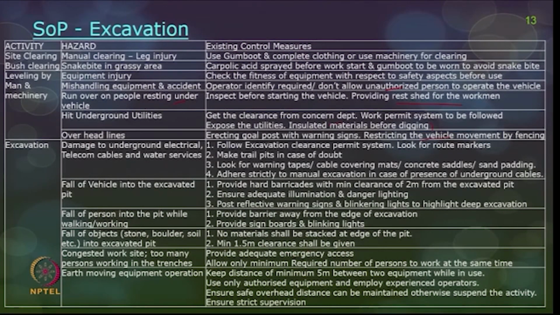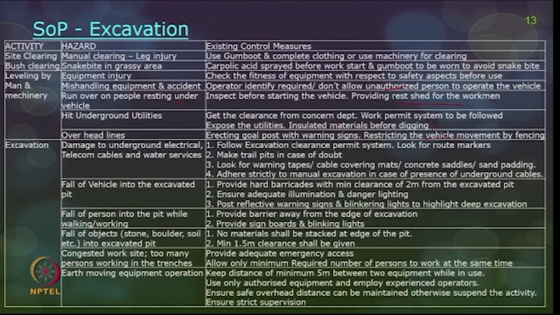Congested work site, too many persons working in the trenches: provide adequate emergency access, and allow only the minimum required number of persons to work at the same time. Earth moving equipment operation: keep a minimum distance of 5 meters between two equipment in use, use only authorized equipment and employ experienced operators, and ensure a safe overhead distance can be maintained, otherwise close the activity and postpone it for later. Ensure strict supervision in case of equipment.